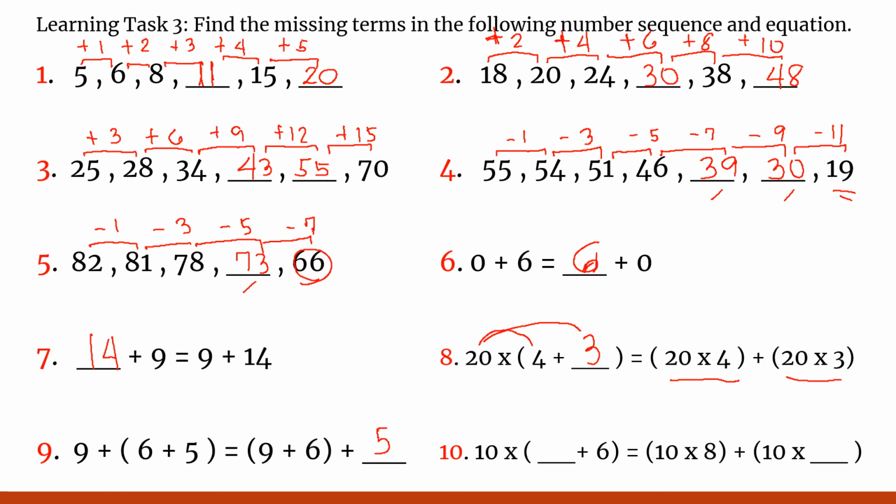Number 10: 10 times the quantity blank plus 6 is equivalent to 10 times 8 plus 10 times blank. Okay. Sa kaliwa, merong extra numbers na 10 and 6. Sa kanan, numbers na 10 and 8. So, obvious, sa kaliwa, ang nawawala ay 8. And then, sa kanan, ang nawawala ay 6. Siyempre pa, ano ang ginamit na property? 10 times 8, kaya nagkaroon ng 10 times 8. And then, 10 times 6, kaya ito. So, again, ang ginamit dito, distributive property of multiplication over addition. So, ito ngayon, ang inyong learning task number 3.